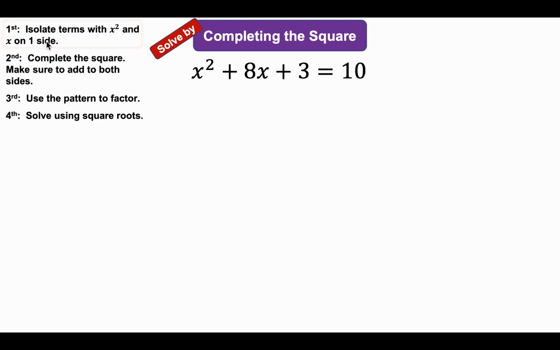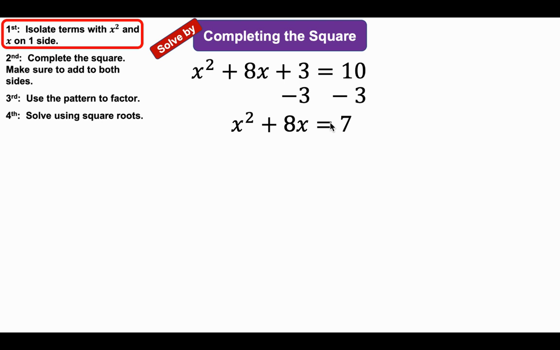So first step, go ahead and isolate the x squared and x on one side. I see my x squared is right here. I see my 8x is right here. I don't want this plus 3 because I need these two pieces by themselves. That way it looks kind of like the worksheet that we did on the previous lesson, okay? So this plus 3 I need to get rid of. How do I get rid of a plus 3? I subtract 3. So I get x squared plus 8x equals 7.